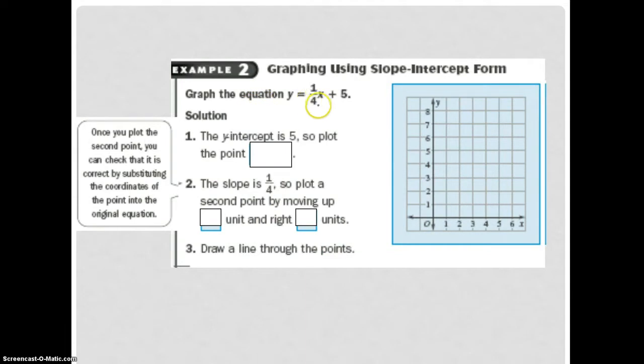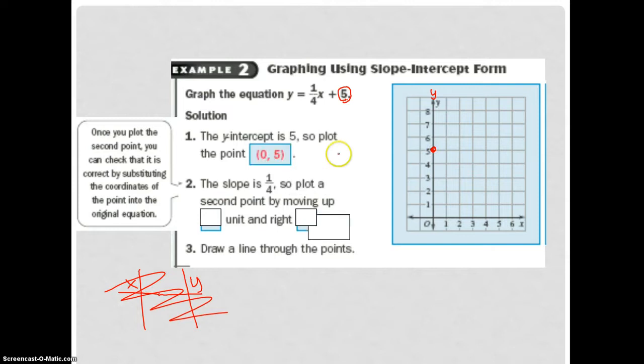Once we know the slope and the y-intercept, we can easily graph it. A little bit easier than doing our chart. Remember how we would usually do it, we would do our chart? We're not going to do that anymore. We're going to use the fact that the y-intercept is 5. What that means is that on the y-axis, I'm going to go to the number 5 and put a dot. The dot is at 0, 5.